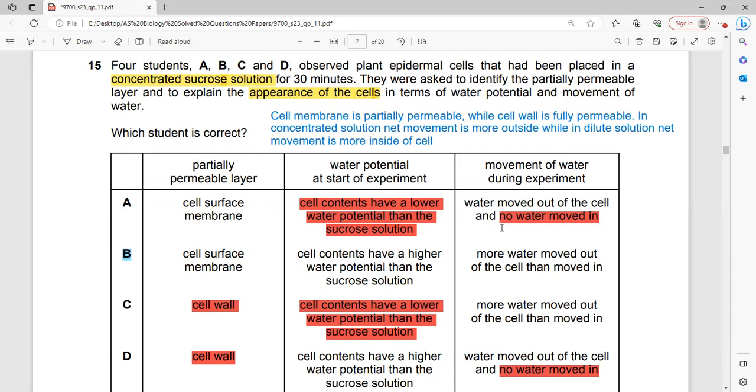Now, the second, the water potential at the start of an experiment. If we place this tissue in a concentrated sucrose solution, the water potential inside of the tissue should be higher. So that's why option A is wrong, because it's saying the cell content has a lower water potential. In this way, B is our correct option. We are just going to verify this in the third column, the movement of water during the experiment. More water moved out of the cell because it was placed in a concentrated sucrose solution. So B is our correct option here.